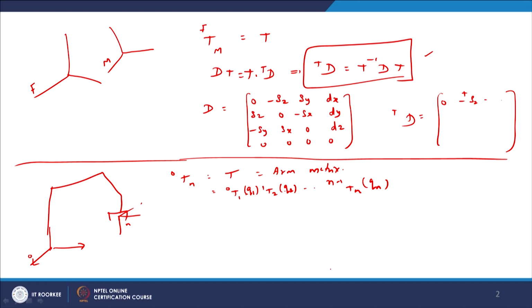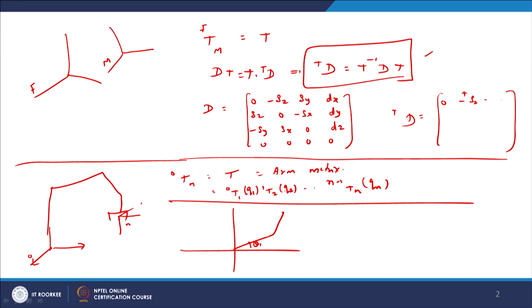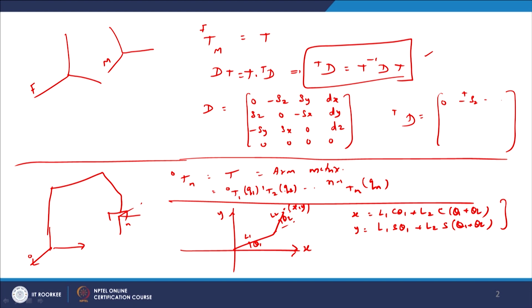For example, if you consider the simple case of a 2 arm manipulator, here it is theta 1 and theta 2, and the x axis, y axis. Here the end effector is a single point, and the relation can be easily written as x equals L1 cos theta 1 plus L2 cos of theta 1 plus theta 2. Y is L1 sin theta 1 plus L2 sin of theta 1 plus theta 2. This is the relation relating the end effector position and the joint angles theta 1 and theta 2.